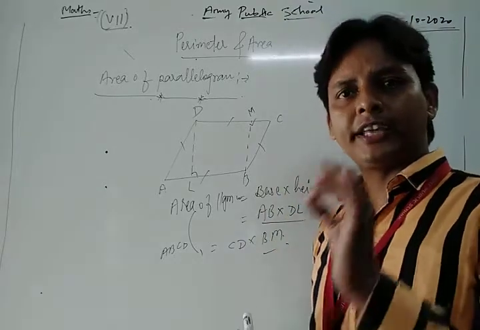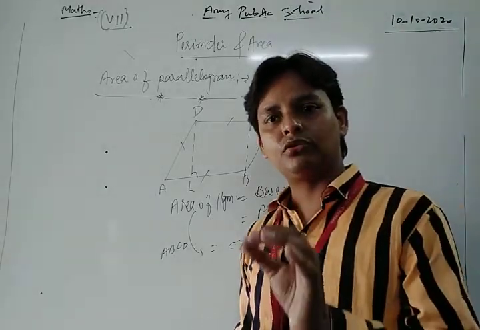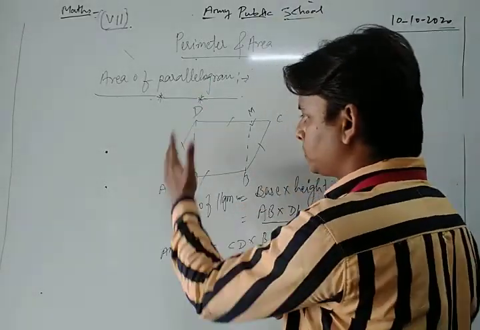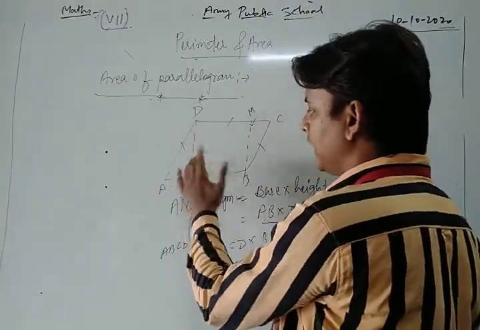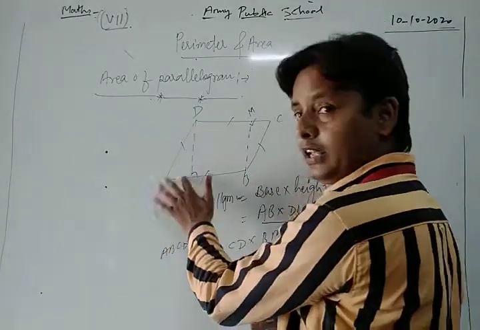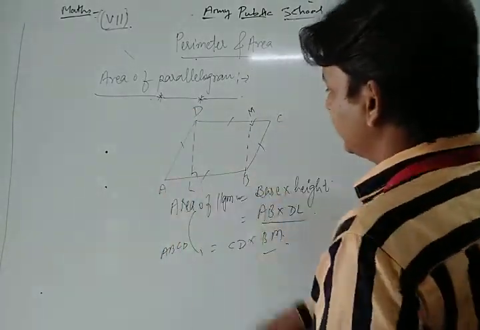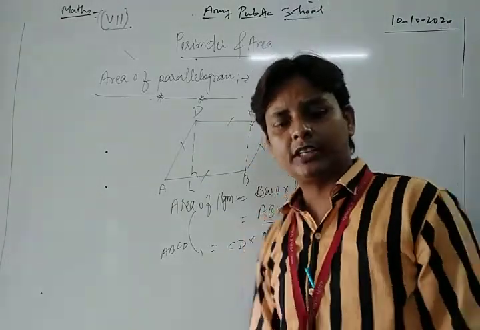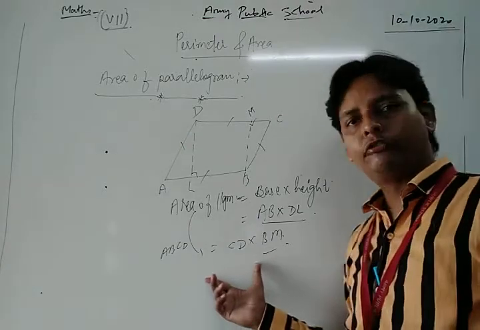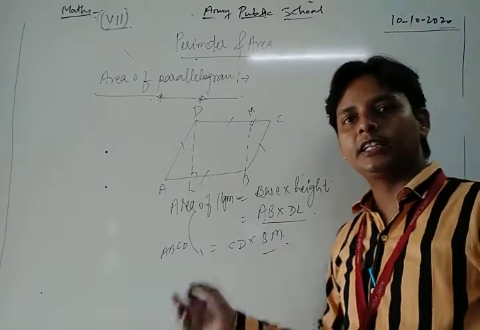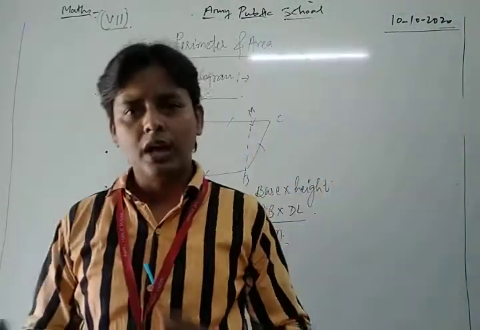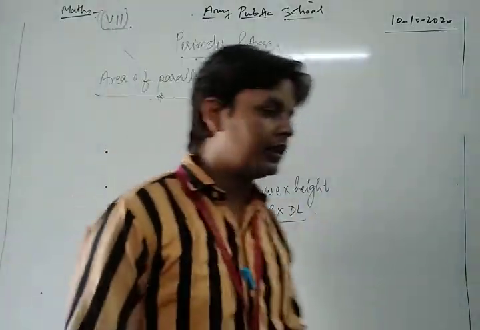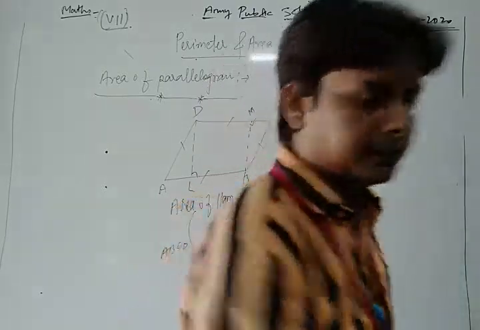The general formula for the area of a parallelogram is base into height. If we take base AB, the corresponding height related to base AB is DL. If we take base CD, the corresponding height related to that base is BM. So in this way we get our formula: the area of the parallelogram is base into height. Okay dear students, now we discuss the formula for the area of a triangle.